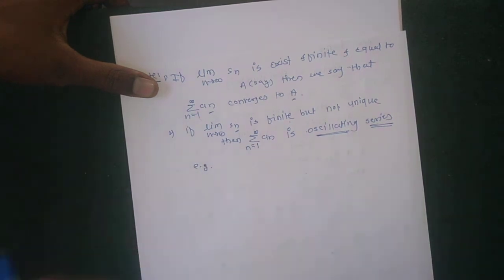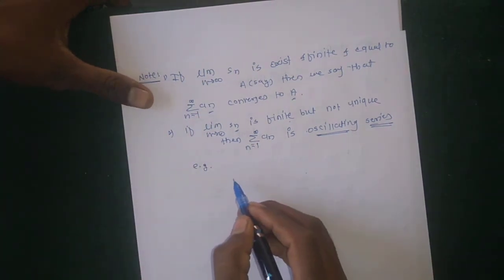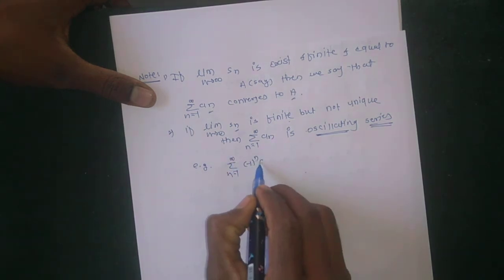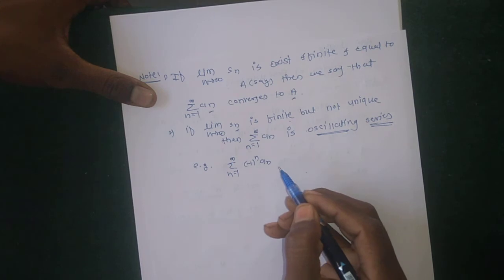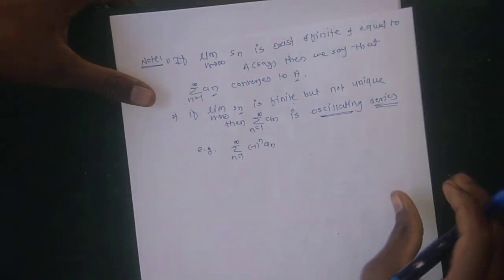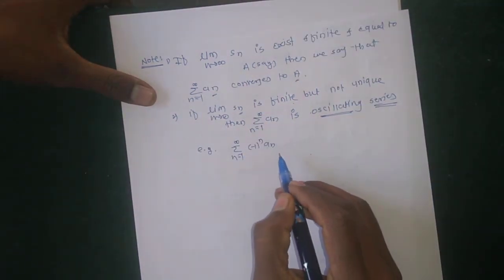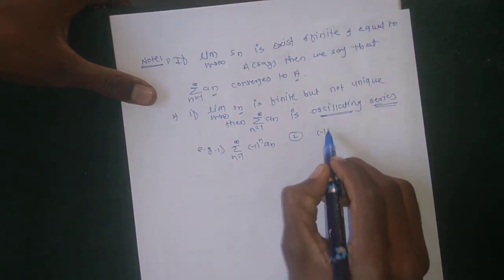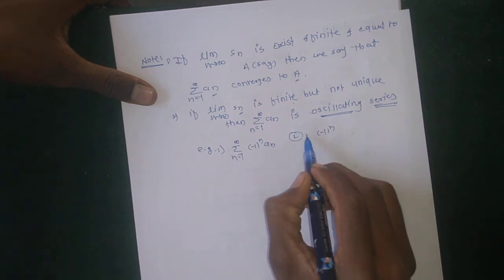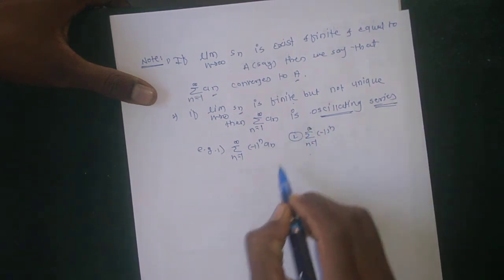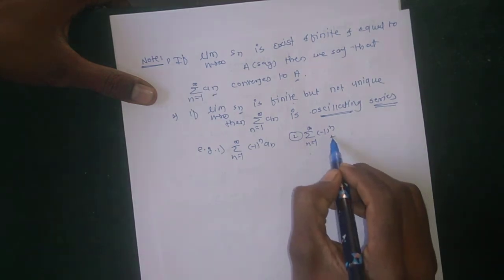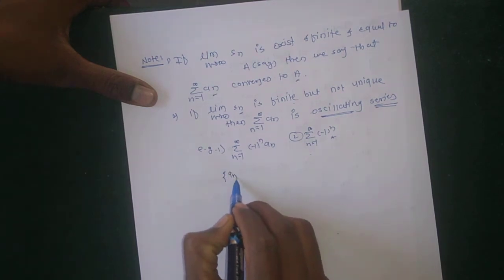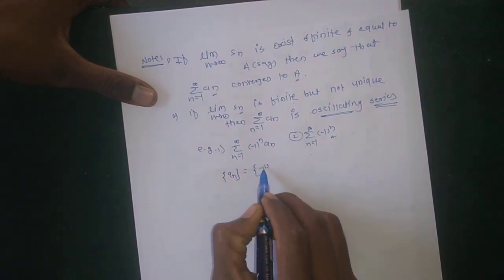For example, minus 1 raised to n as An. This second example is also minus 1 raised to n, where n runs from 1 to infinity, and this is also an oscillating series. Why is this an oscillating series? Because here An is equal to minus 1 raised to n.